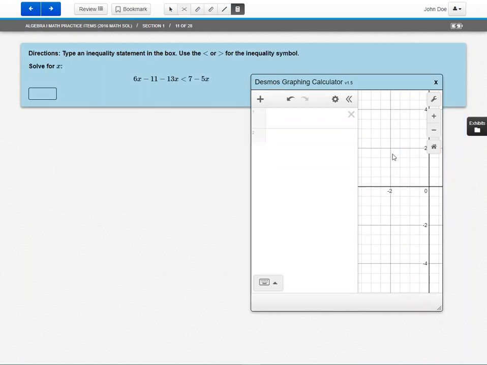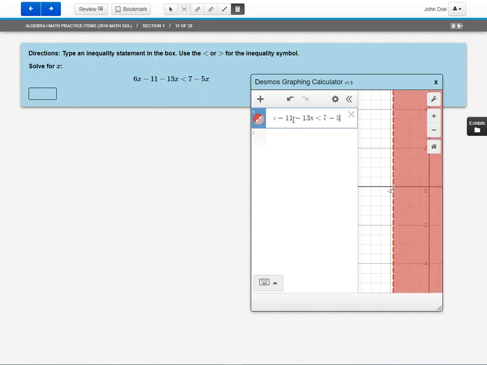Okay, so this next question is an inequality, and we can solve inequalities. We did this, don't call me after midnight. We did that, and when we have to flip the sign when we divide by a negative, remember that? Desmos can solve these for you as well. All you do is type it in just like how it looks: 6x minus 11 minus 13x, less than 7 minus 5x. All right, I got that.